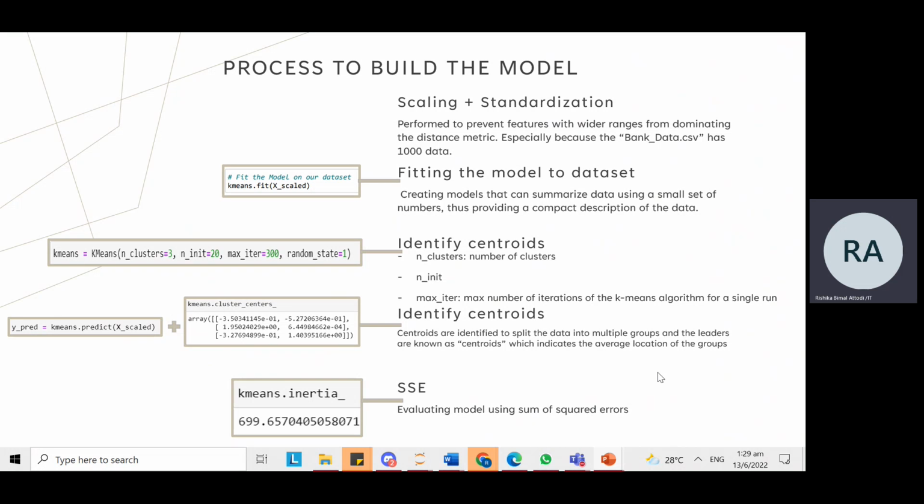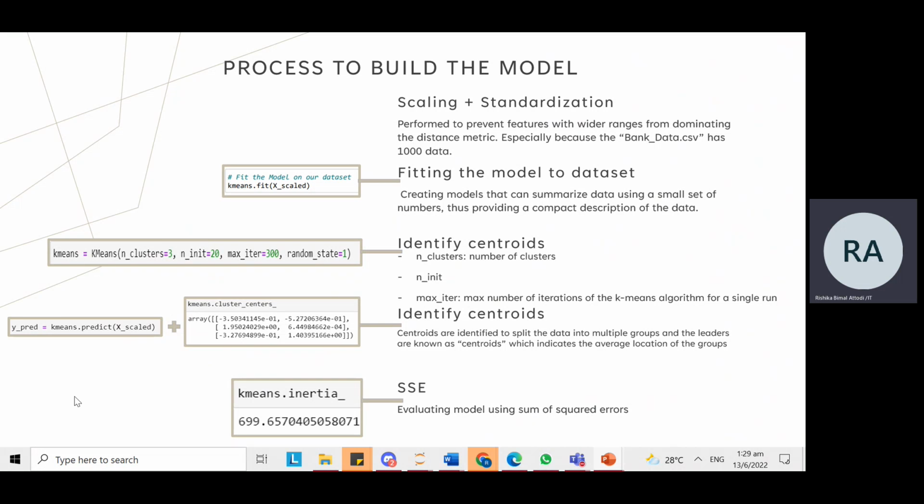Identifying centroids, which has two parts. The first part is n_clusters, which is the number of clusters. Then there's n_init and max_iter. Max_iter is the maximum number of iterations of the k-means algorithm for a single run. Centroids are identified to split the data into many groups by identifying similarity. These leaders are known as centroids, which indicate the average location of the group.